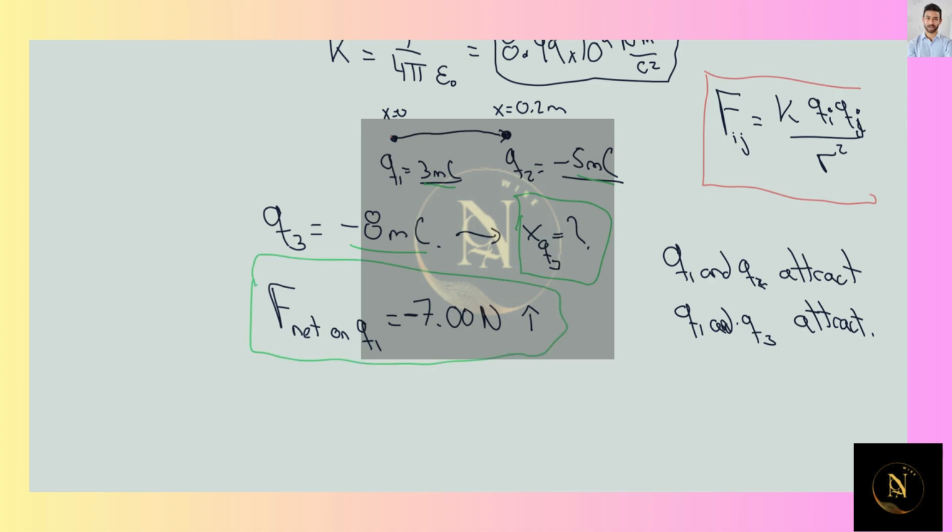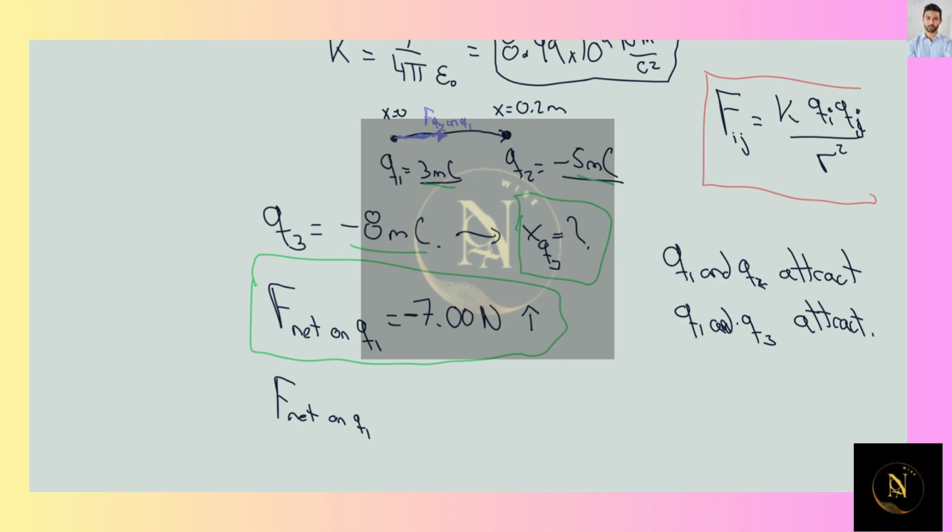going to be -7 in the I direction, because we're told that the magnitude is 7 Newton in the minus X direction. We also know that due to the charges, Q1 and Q2 are going to attract, and Q1 and Q3 are going to attract. So if we want to draw the force of Q2 on Q1, it would be pointing in the positive X direction.